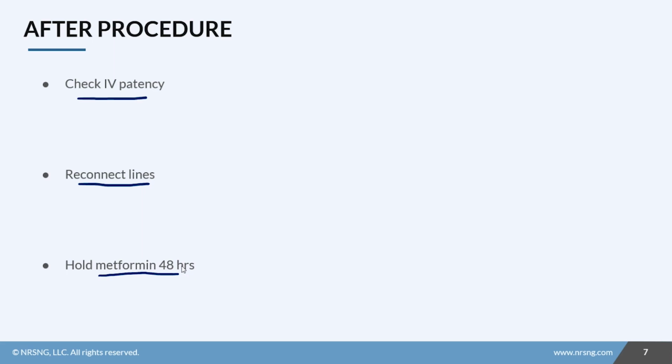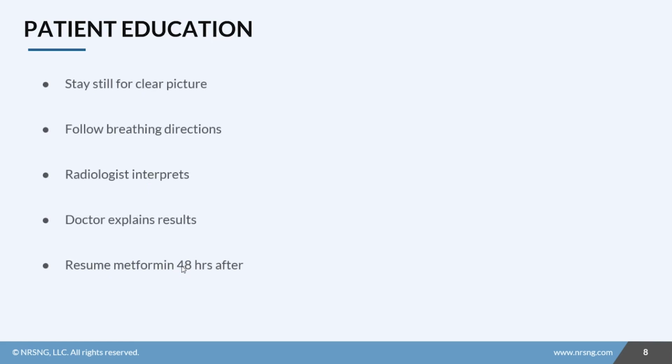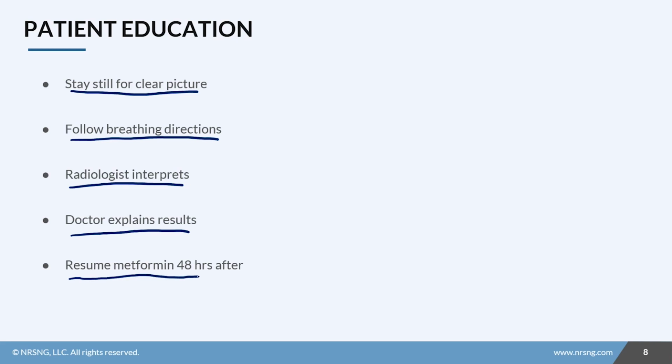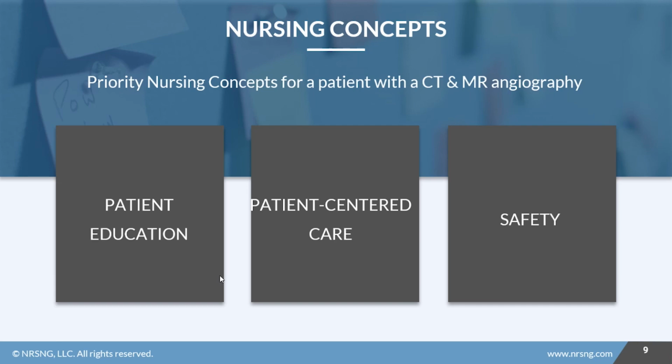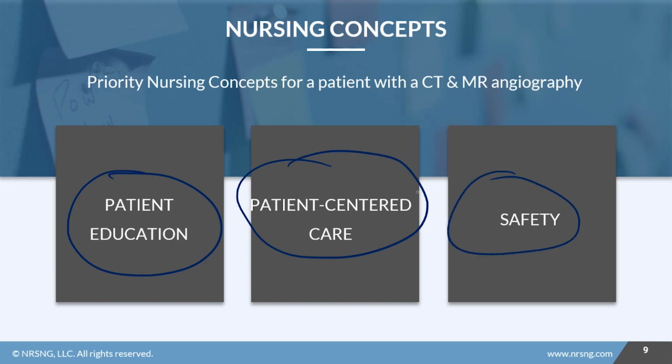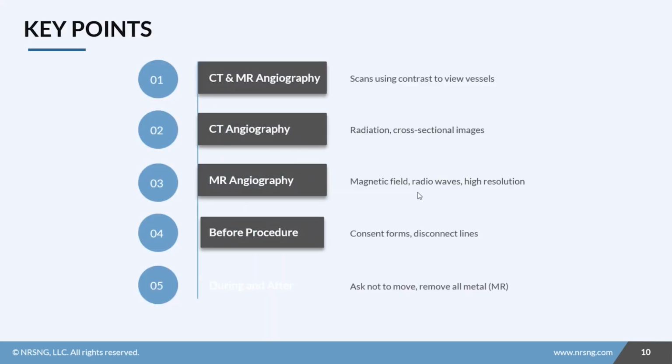Now let's talk about patient education. Explain to your patient the importance of staying still during the procedure. Have them follow breathing directions during the test. The radiologist is going to interpret the results and the doctor is going to explain the results after. Let them know when they can resume their metformin after so they don't have any confusion and they don't harm their kidney function. So the priority nursing concepts for a patient with a CT and MR angiography are patient education, patient-centered care, and safety.